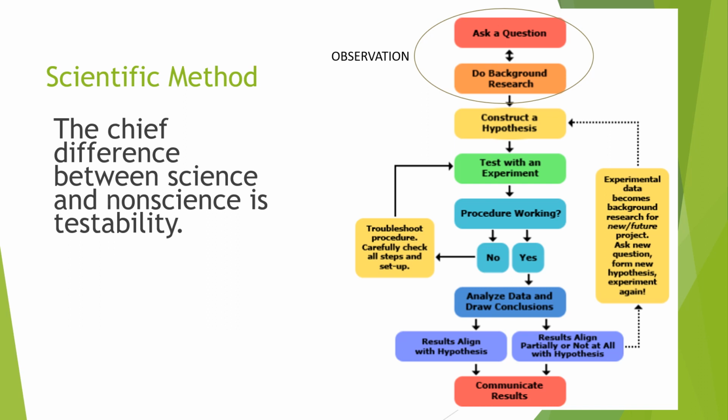So let's look at the top part of the diagram, and you can see that there are two steps that are like closed in a circle, because the first two things that you can see there, ask a question and do background research, are part of the observation. Remember, we talked about many examples in which you can observe a phenomenon that is occurring, and then you can ask a question about that phenomenon.